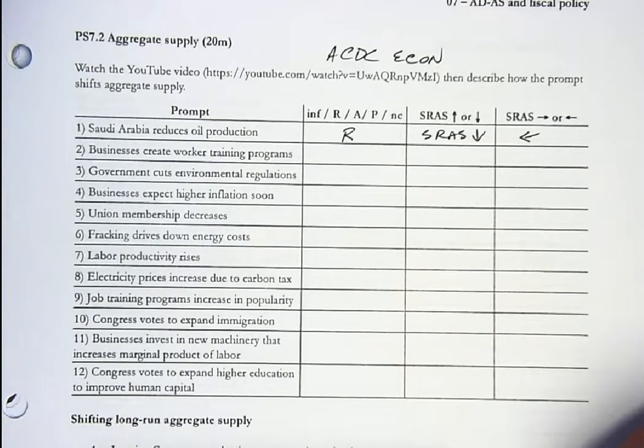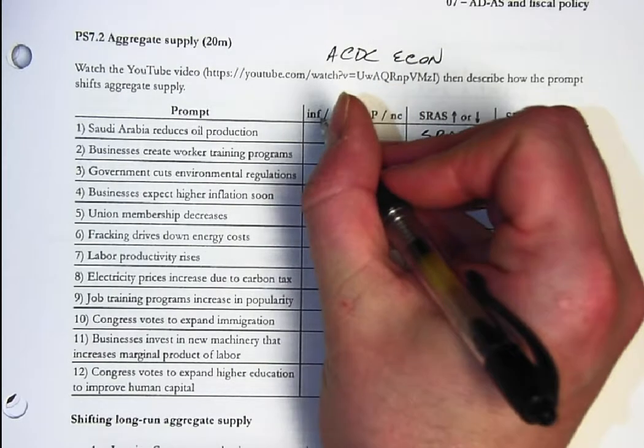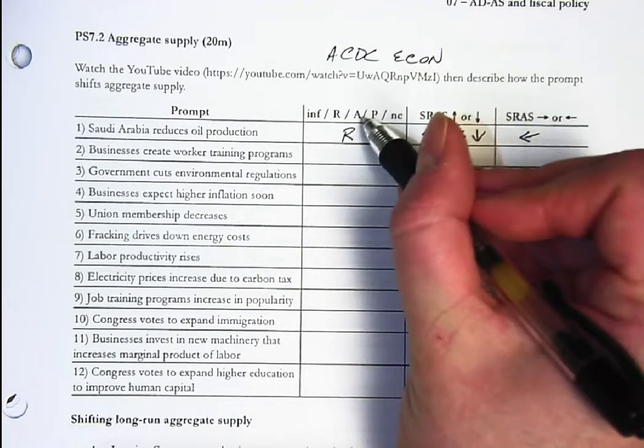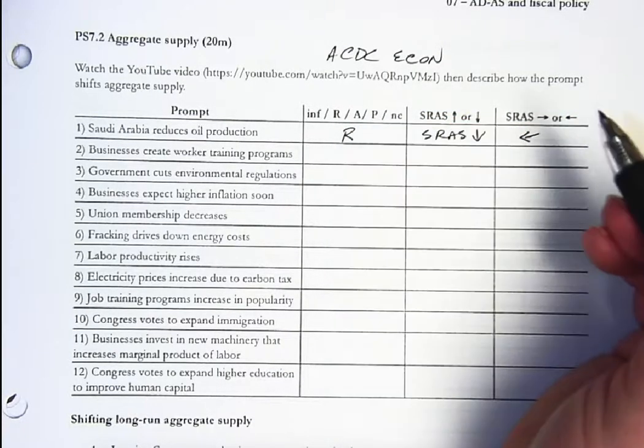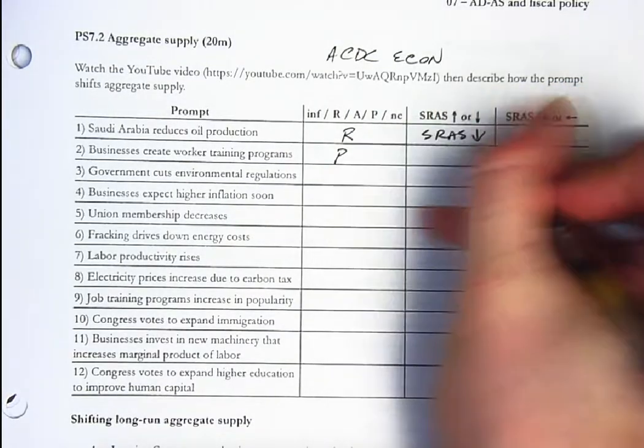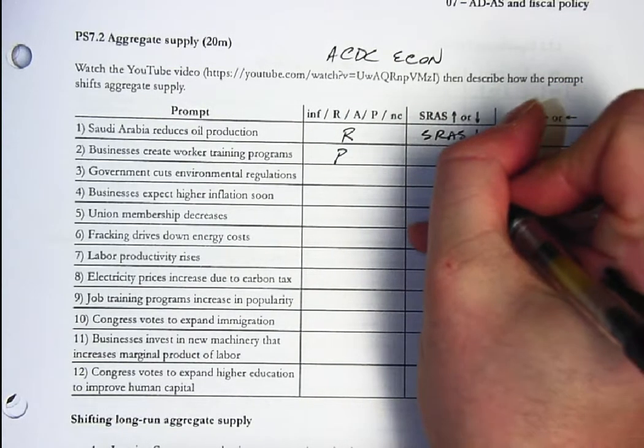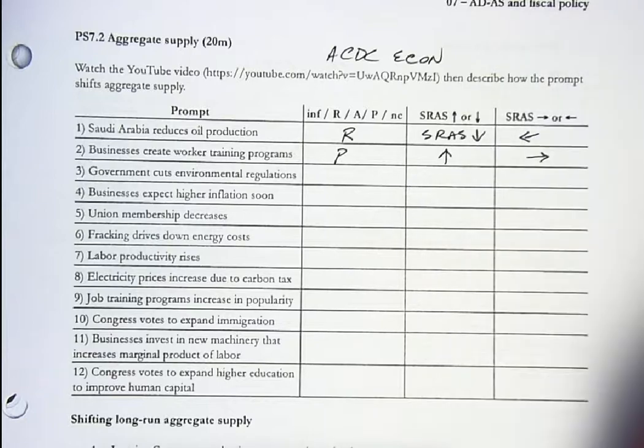If businesses create worker training programs, thinking about inflationary expectations, resource prices, actions by the government affecting producers, and productivity, well, it's going to affect productivity. The workers would be more productive. So SRAS increases and shifts to the right.